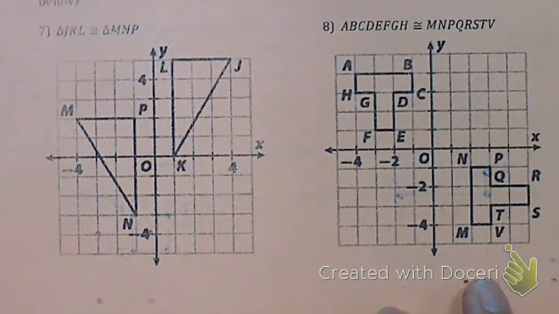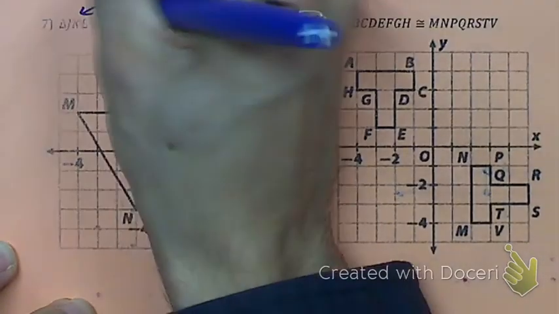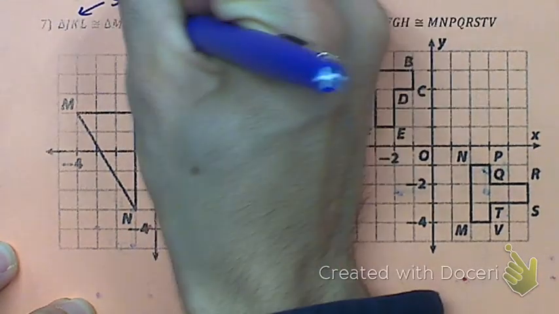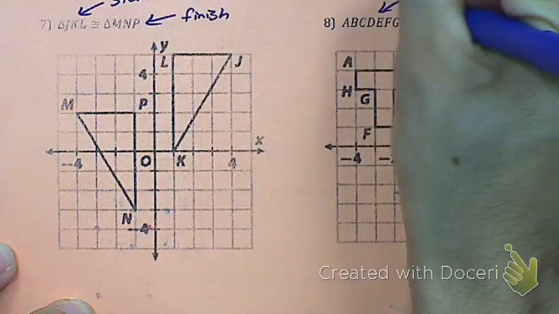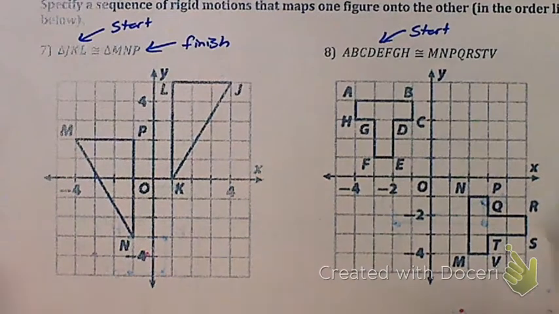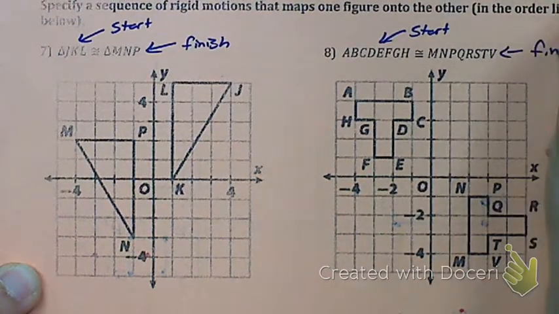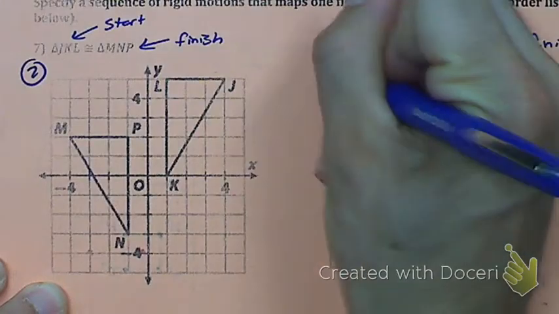Number 7 and 8, since there are different possibilities, let me just note this. This is where you start. That's where you start, and the second one is where you finish. Since there are different possibilities, I'm going to state the most used and the most simplified method. If you got points, you got points. Each of these are 2 points each.